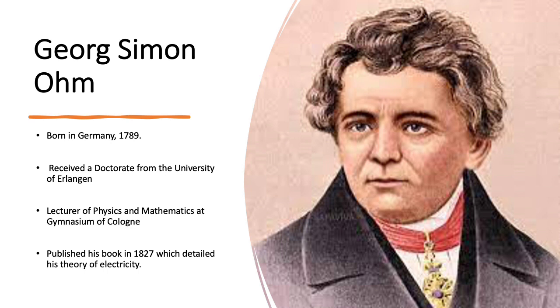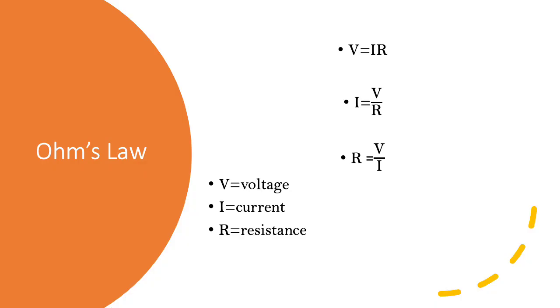He then went on to lecture physics and mathematics at the Gymnasium of Cologne, where he was also able to perform experiments which led to him publishing his first book in 1827, containing his complete theory of electricity, including what is now known as Ohm's law.